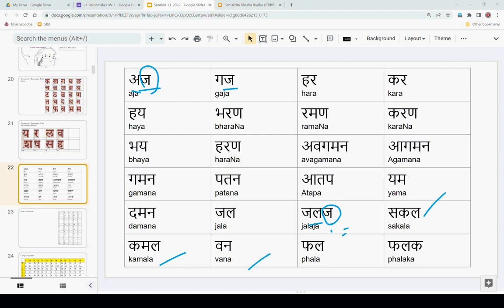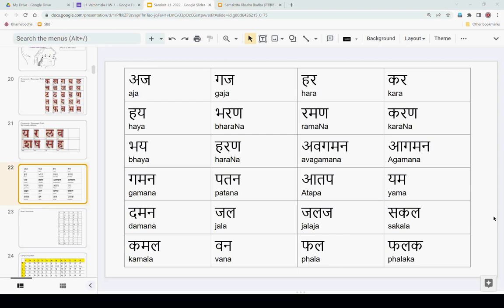Then vana. Forest. Phala. Fruit, which means result. Result of some action. Work, that is also phala, the result, the fruit of that action, not only the fruit of a tree, but the action also has a phala. And phalaka, slate, surface, board.